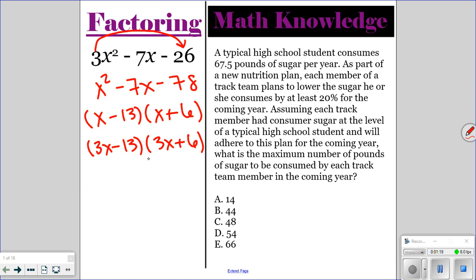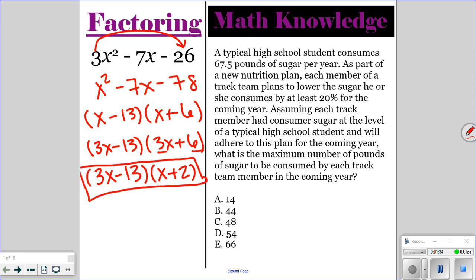And then this 3 and 13 do not divide by anything, so they don't reduce. So we leave it as 3x minus 13. The 3 and the 6 both divide by 3, so we're going to be left with x plus 2. And so that would be your answer for the factoring.